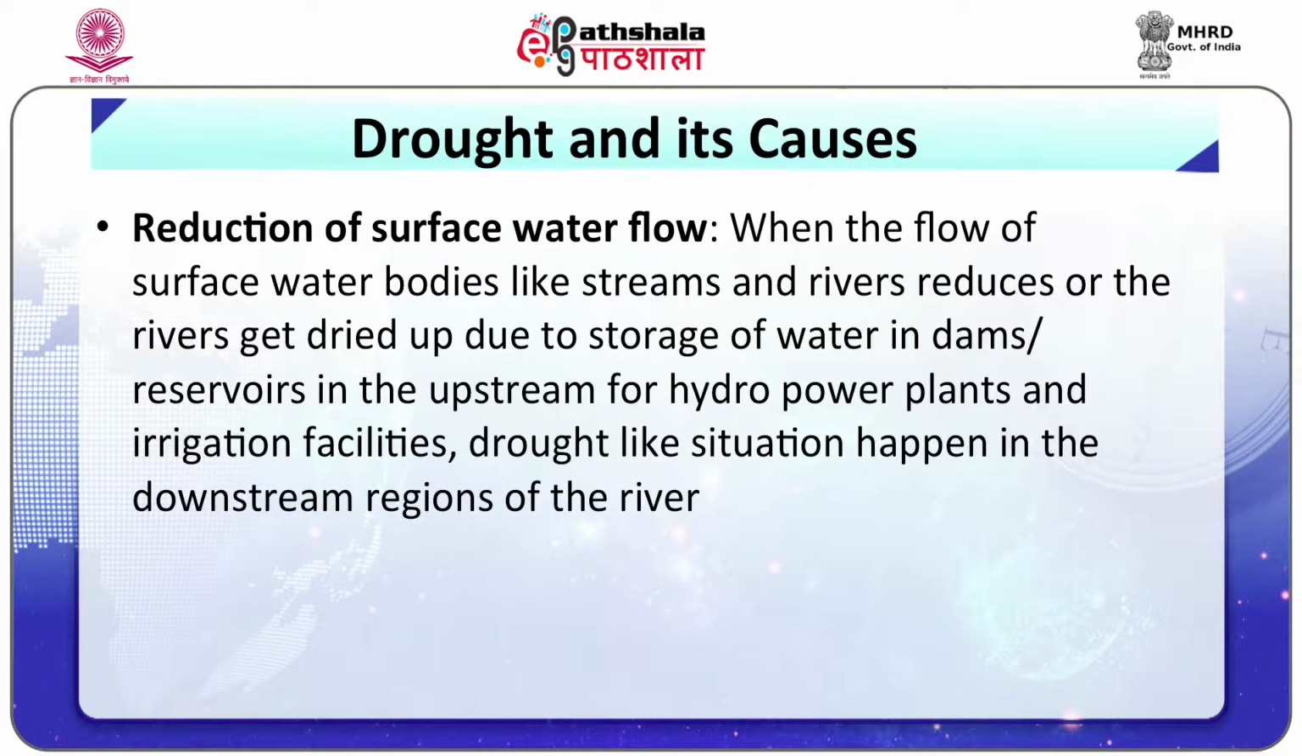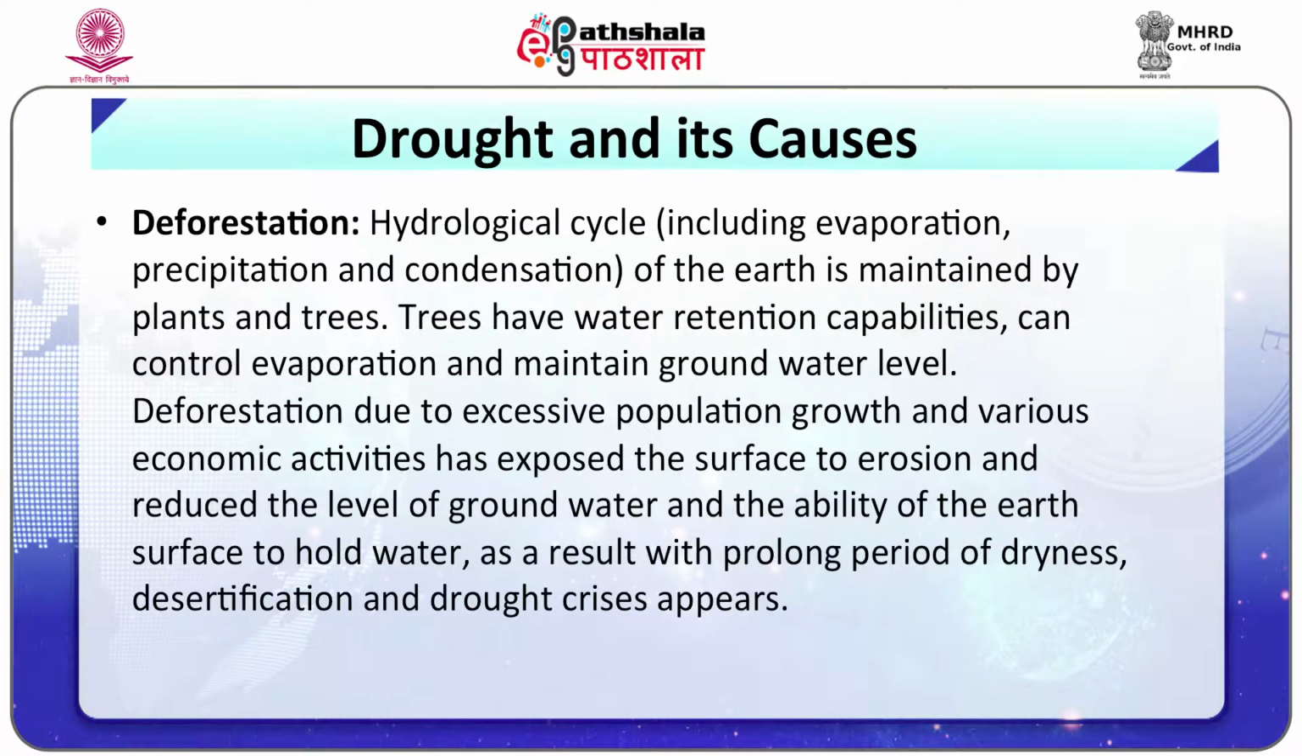Reduction of surface water flow is another reason for drought. When the flow of surface water bodies like streams and rivers reduces or the river gets dried up due to storage of water in dams or reservoirs in the upstream for hydropower plants and irrigation facilities, drought-like situations happen in the downstream region of the river. Then deforestation is another reason of drought condition. The hydrological cycle, including evaporation, precipitation and condensation of the earth, is maintained by plants and trees.